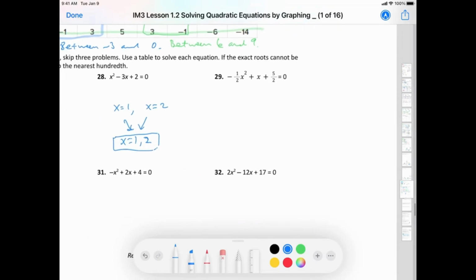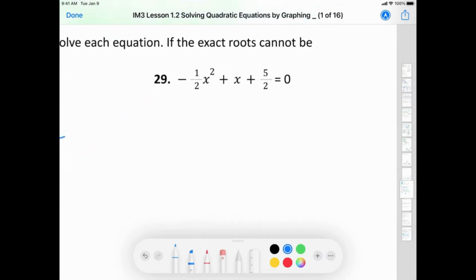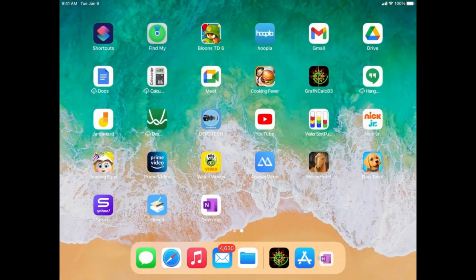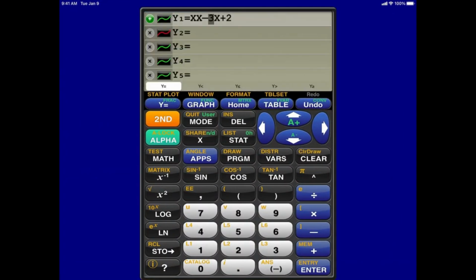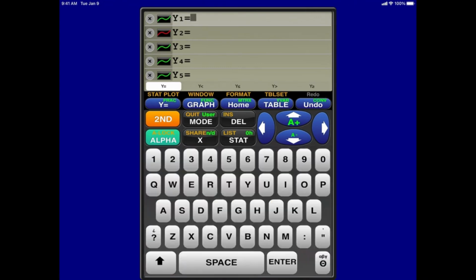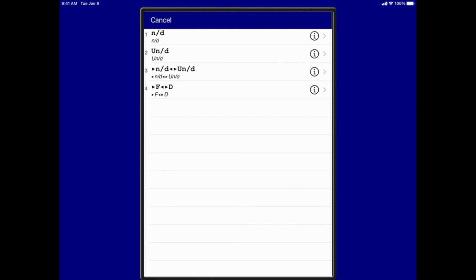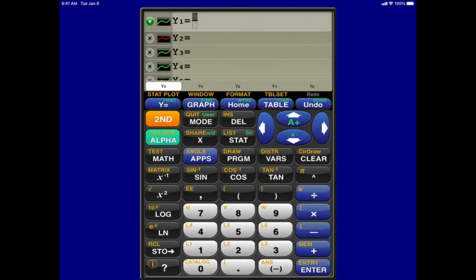All right, 29. Don't be scared, you have a fraction here. To get a fraction, a student taught me this: you can press alpha and then y equals. Alpha, y equals. And there it says ND, numerator and denominator. So then there I can type in 1, go down, 2.